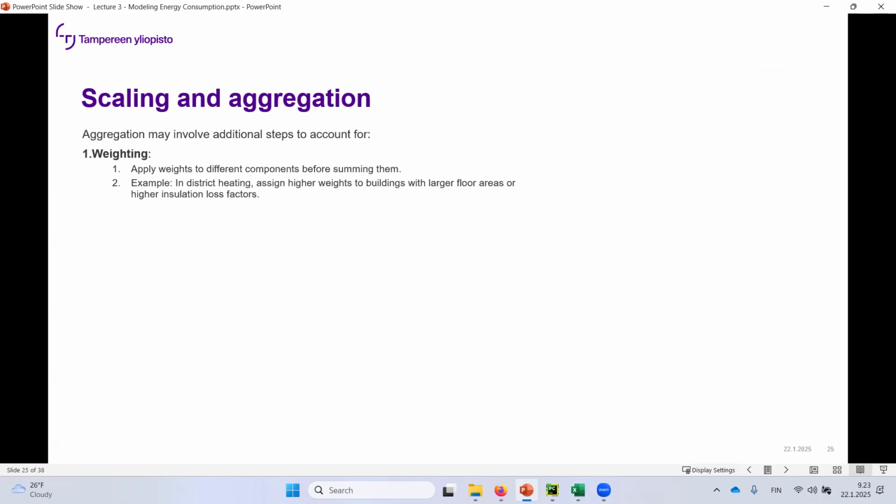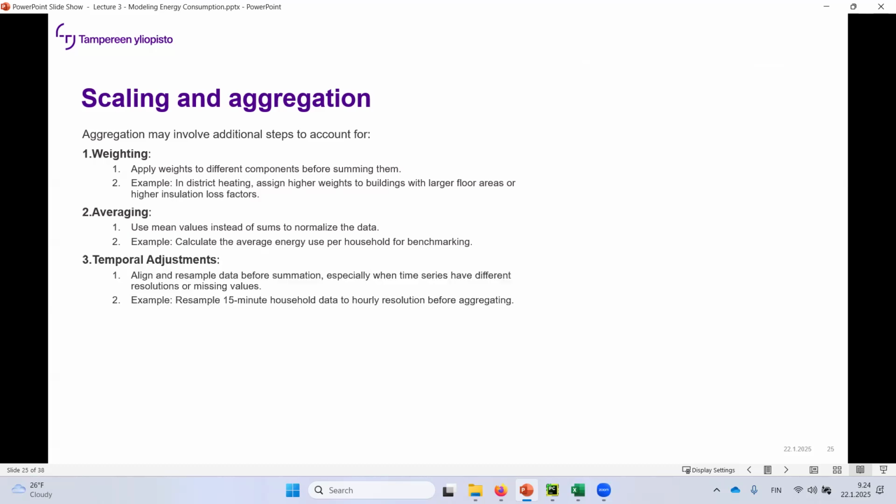But aggregation has its problems. Sometimes you have to apply weights to different components before summing them. For example, in district heating, assigning higher weights to buildings with larger floor areas. If your system accounts for more in the total outcome, then you have to weigh it more. Averaging, using mean values instead of sums to normalize the data. Calculate the average energy use per household for benchmarking.